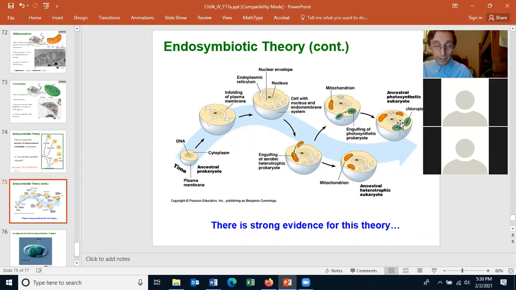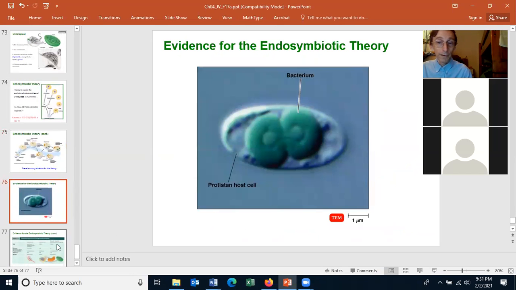The chloroplast bacteria, meaning that bacteria engaged in photosynthesis and made sugar for the plant cell. Any question about any of that? There's strong evidence for this theory. First of all, you can look at some protists and you can find that they take in bacteria and then live in symbiosis.